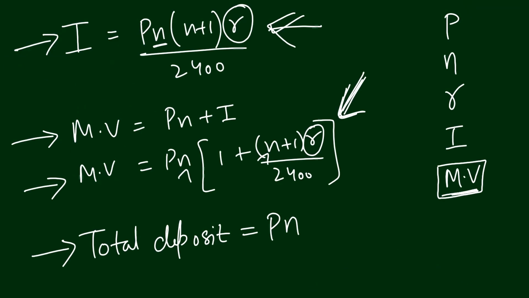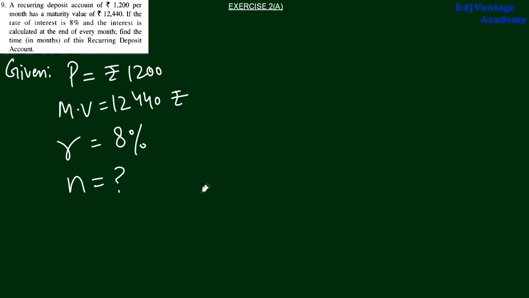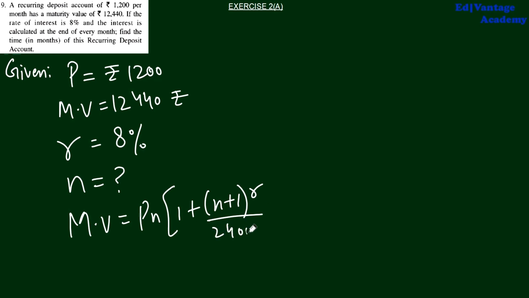If you go to the formula page, again, as I always tell you, just check where N is. N is here, N is in this, N is in this. If you want to find N from here, you need to know P, I, and R. From here, you need to know MV, P, and I. And from here, you need to know MV, P, and R. You can choose whichever you feel is easy. I'll choose this one, the best one to choose: MV is equal to P N (1 plus (N plus 1) into R by 2400).